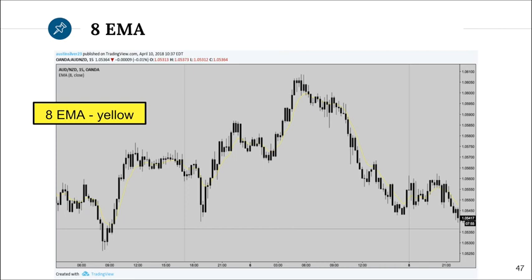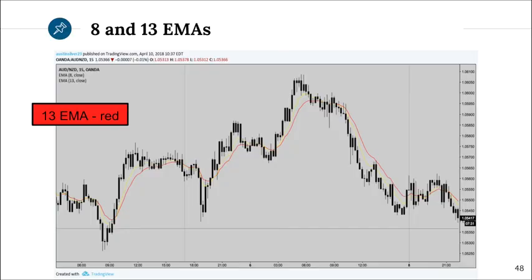More specifically, do we get in here? Do we get out here? Should we hold? Should we pull it? That kind of thing. Next, let's add in the 13 EMA.